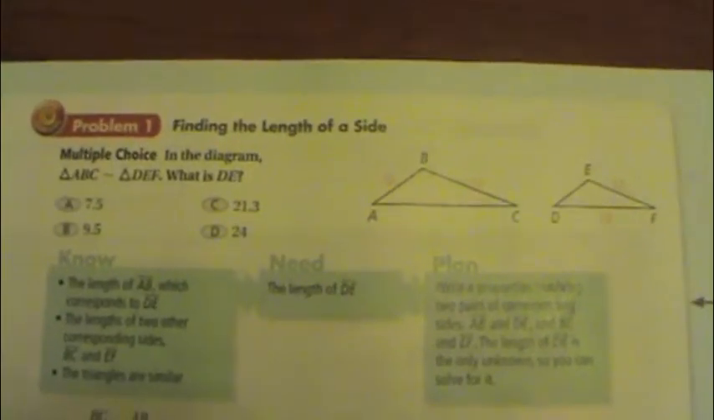Let's take a look at problem 1 on page 131. So they did it again. They gave you a multiple choice problem, and I really don't like those, so we're going to ignore the whole multiple choice thing. You've got two triangles here, and you know they're similar because they tell you they're similar. So first triangle is ABC, the second triangle is DEF. Because you know they're similar, you know that angle A is congruent to angle D, angle B is congruent to angle E, angle C congruent to angle F.